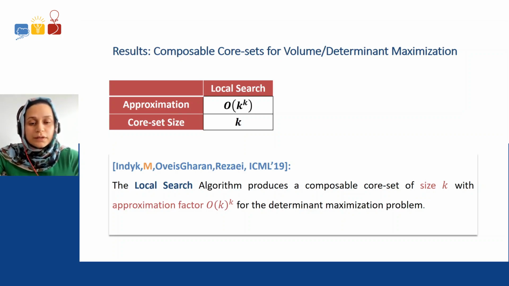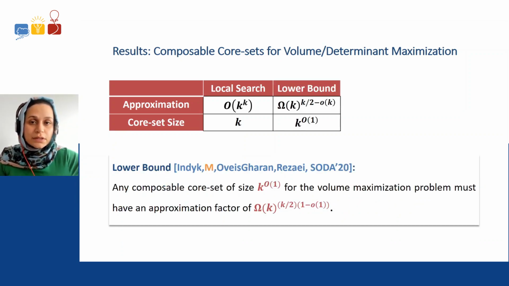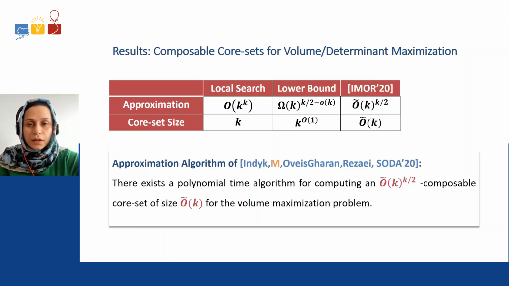So then we were looking at whether it is possible to improve our coreset. Is it possible to get a coreset that has better approximation factor? And we were able to show that no, even if you allow the size of the coreset to depend polynomially on k, let's say k cubed or k squared, then it is not possible to get a coreset that has approximation factor better than order k to the k over 2. And in later work, we basically matched this bound, so we improved the approximation factor of the algorithm to depend on k to the k over 2.